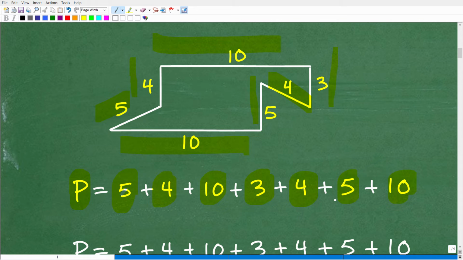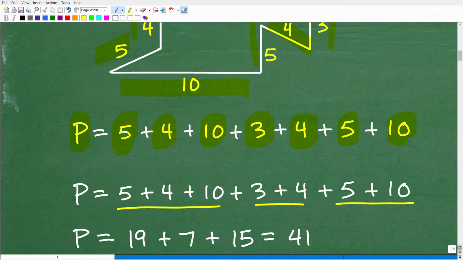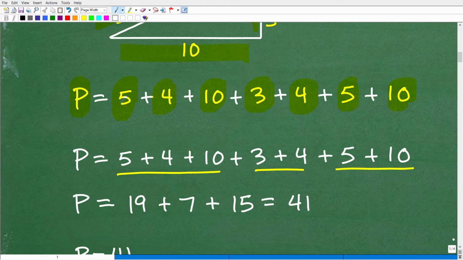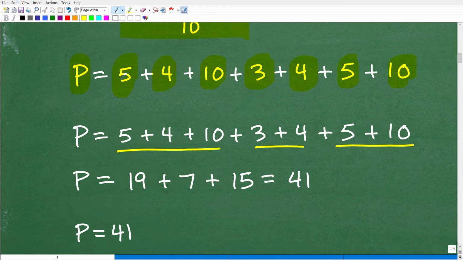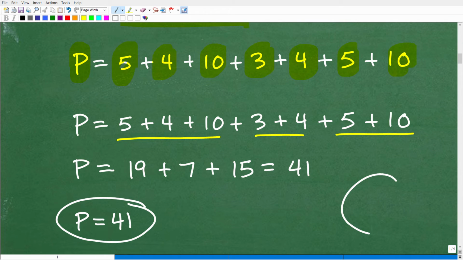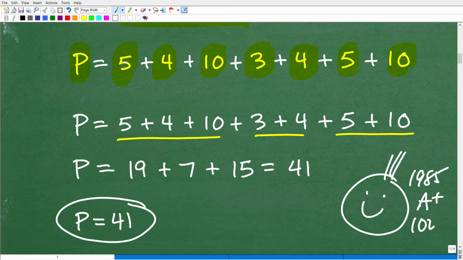And let's suppose you were taking a test and you weren't allowed to use a calculator. Could you find the perimeter? Well, let's show you a couple techniques that you can use to find the answer. By the way, the perimeter is 41, and if you got that right, I must give you a nice little happy face with a good old 1985 Mohawk and an A plus and 100%. Matter of fact, let's throw in a few stars so you can feel extra special today. Excellent job. Nice work.